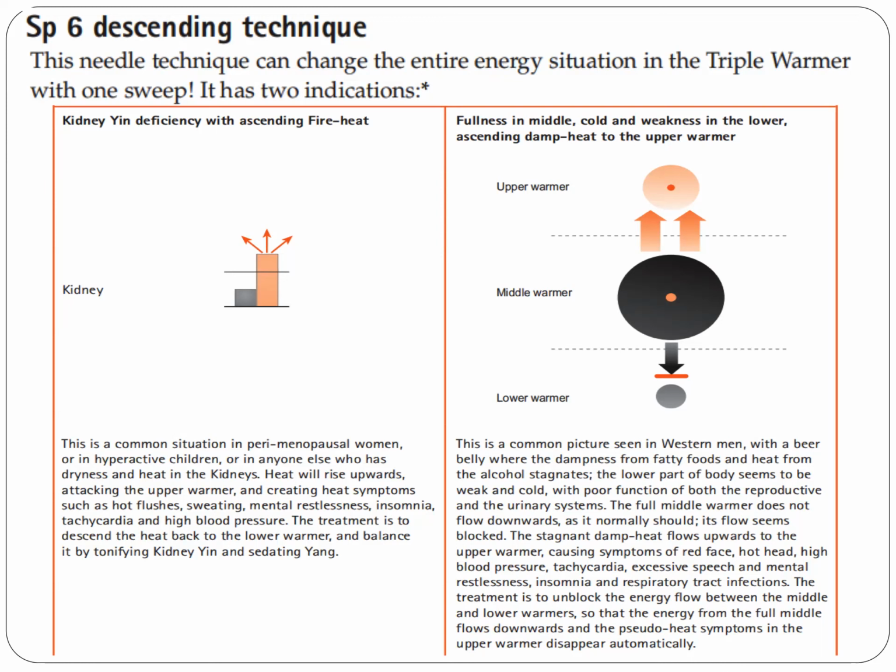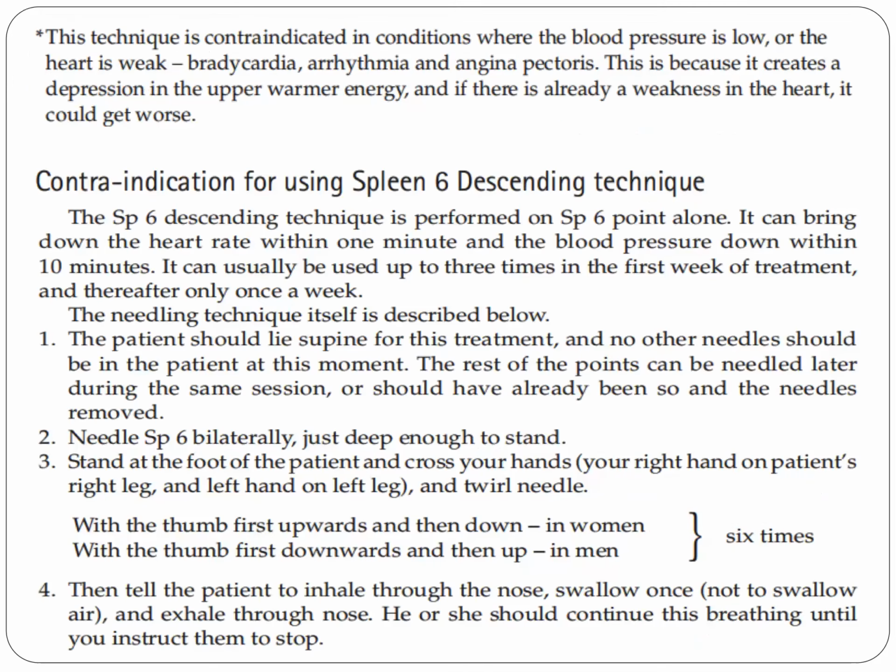Treatment, unblock the energy flow between the middle and lower warmer so that the energy from the full middle flows downwards. Okay? And the pseudo heat symptoms in the upper warmer will disappear automatically. Ipapababa nyo. That's why we need to learn how to do the spleen 6 descending technique. Now, this is contraindicated in conditions where the blood pressure is low or the heart is weak.